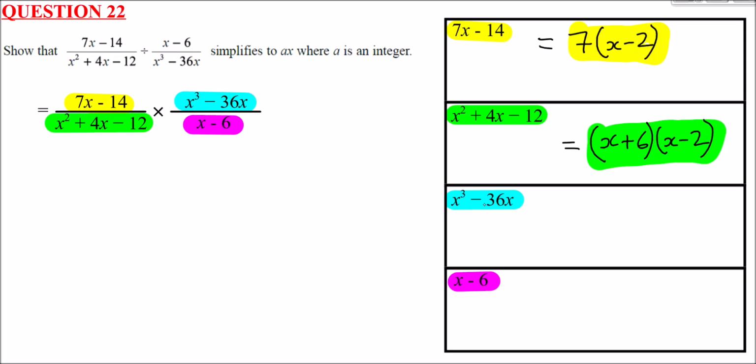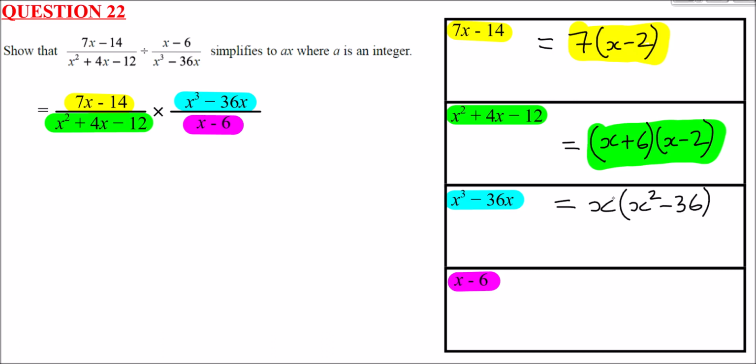This one here looks a bit harder, x cubed minus 36x. One thing we should note here is both terms have an x in them at least, so we can factorise out 1x, and then to get x cubed we take this x and multiply by x squared, and then we need this to be minus 36x, so we times this x by minus 36.